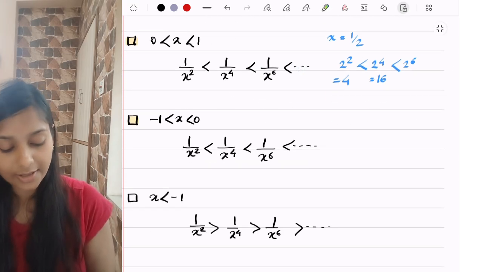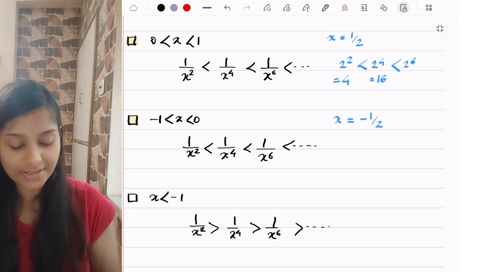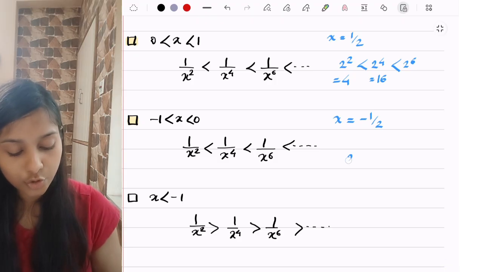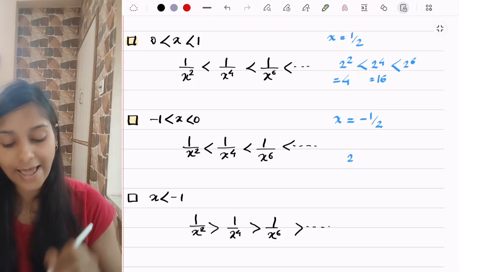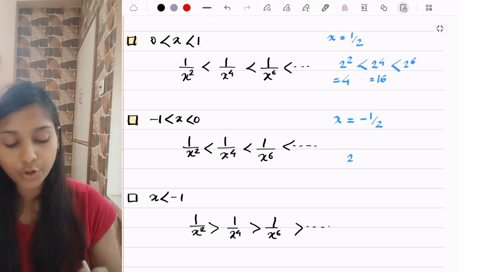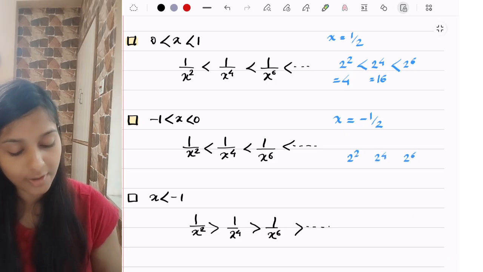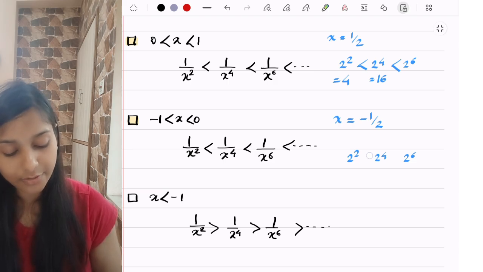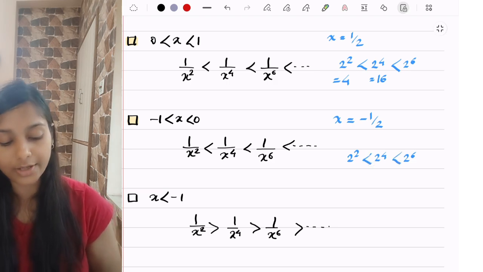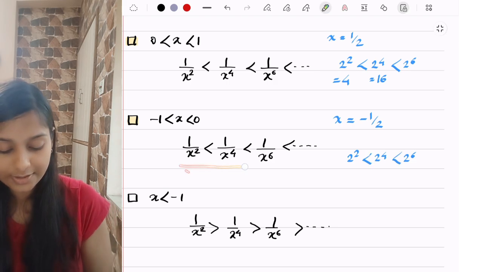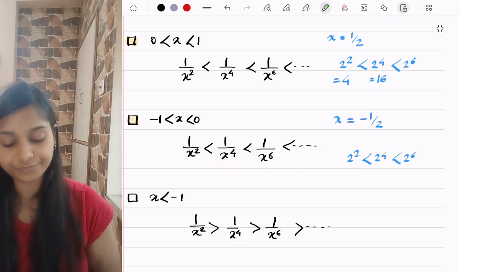So let us now take an example. An example would be x equals to minus half. So if we take the reciprocal, it will give 2. But as the powers are even, there will be no minus term. So we can write it as 2 square, 2 power 4, 2 power 6 and so on. And here we can see that this inequality holds. So here this one is true.